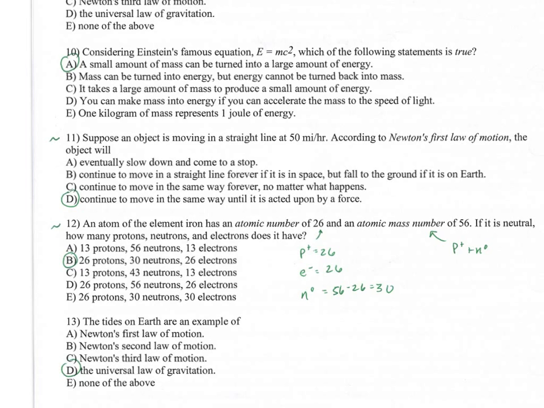Question 12. I don't know if I emphasized this in our review session, but we said that if you are given the atomic mass number of an element, 56 in this case, that's the number of protons plus neutrons. Atomic number is the number of protons.